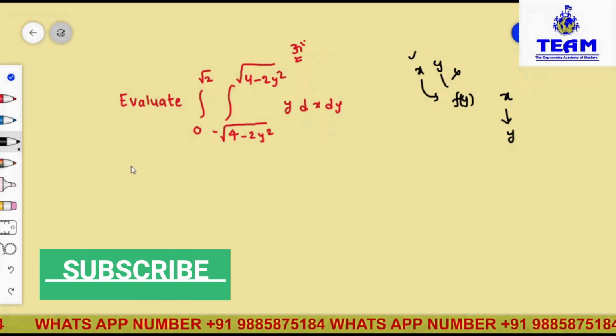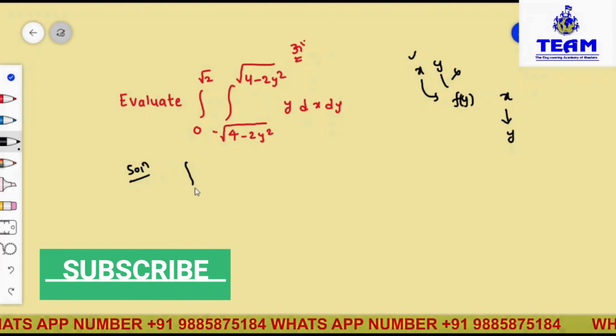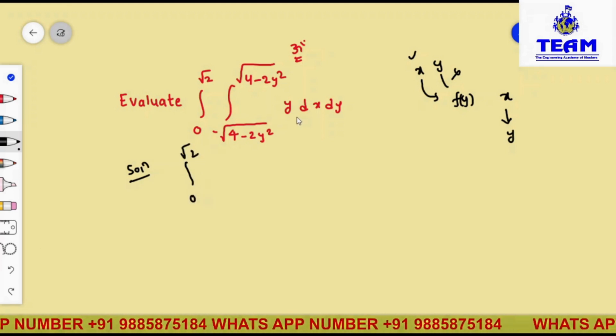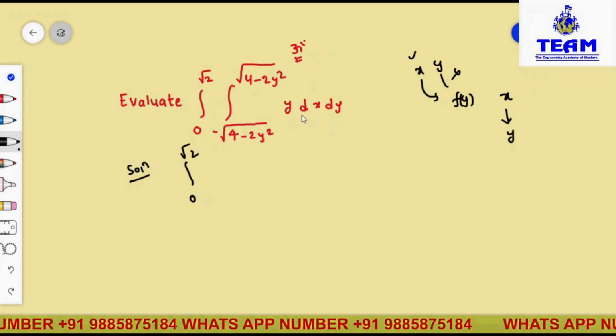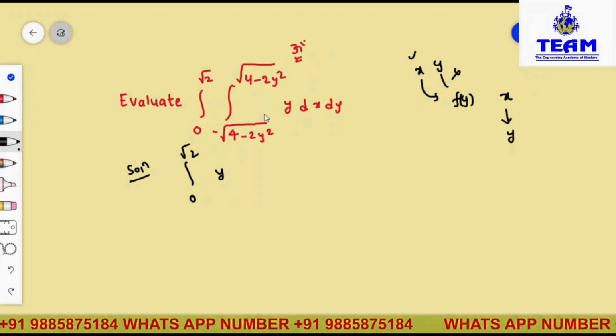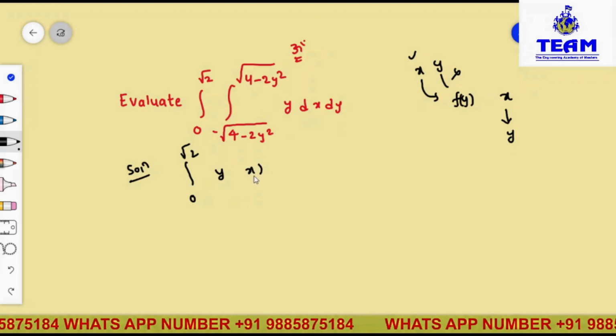Now the solution is here. Integral from 0 to root 2, I am integrating with respect to x. Is there any x term here? No. You have y here, so keep y on the left side. Now the y coefficient is 1, and the integration of 1 with respect to x is x.